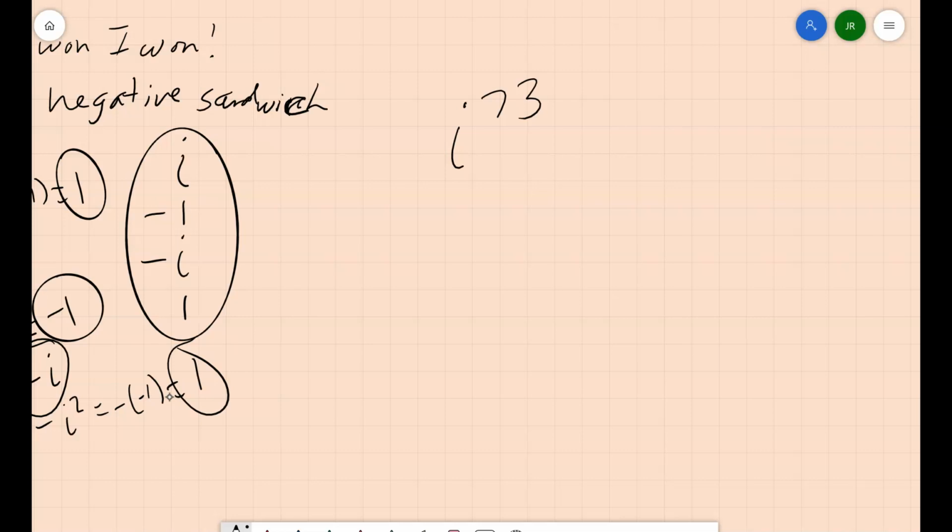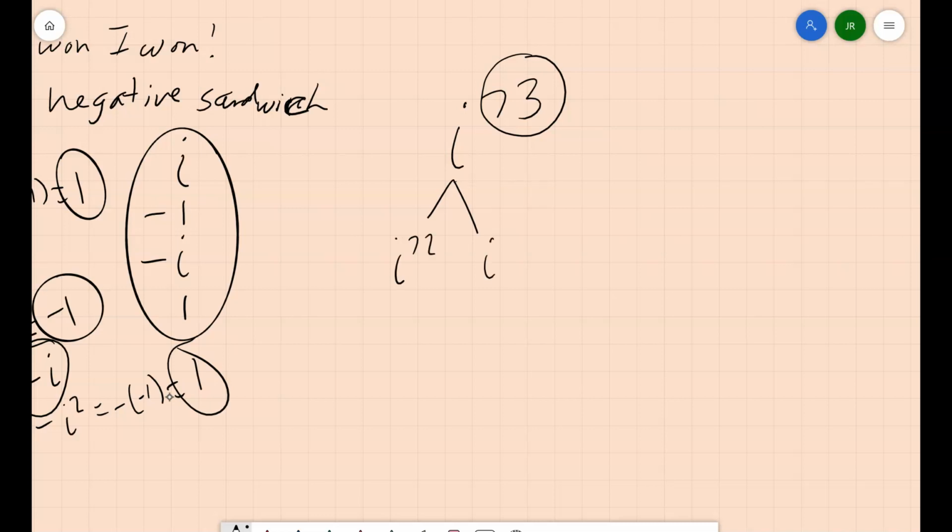The way that I like to do these is I like to break these down to some multiple of 4. I want this to be a multiple of 4. So I believe 72 is a multiple of 4. So this can be written as, okay, this is i to the 72 times i.